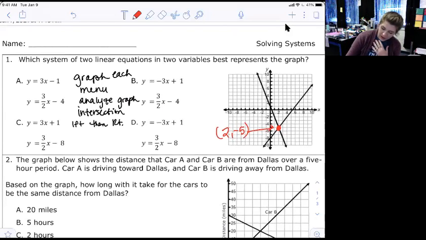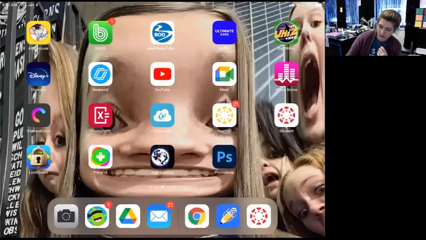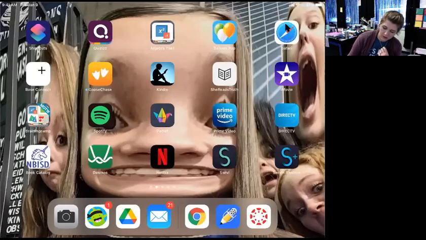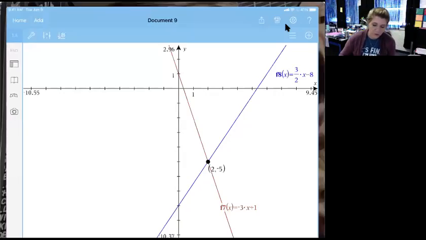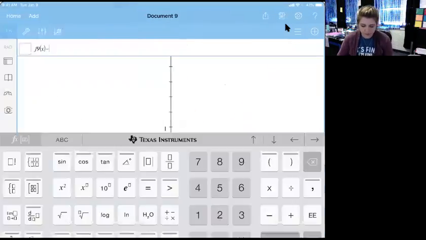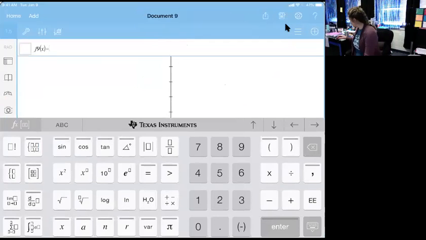Okay, so here's what we're going to do. Go to your TI Nspire, and we're going to graph this. Make sure you're on a graph page. I want to show you a couple of things. I'm pretty sure that you know how to graph stuff on here. However, I want to make sure you know how to use the intersection tool.